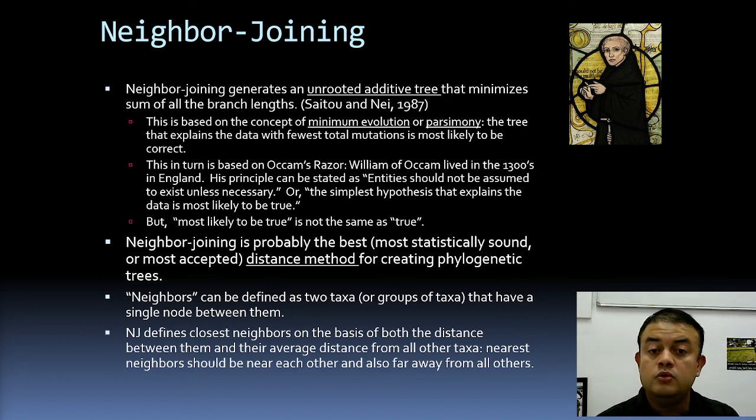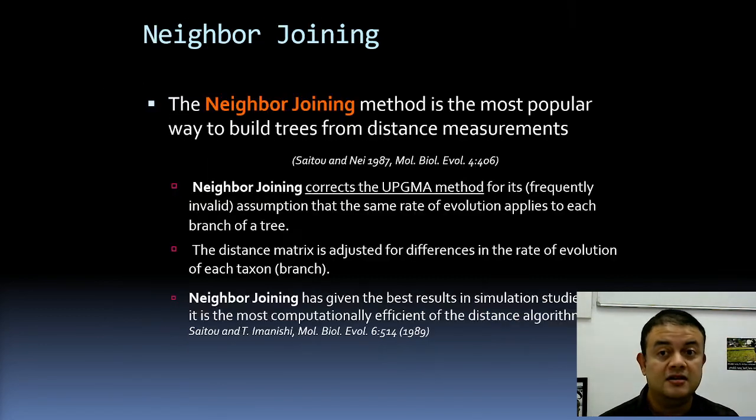So neighbor joining is probably the best method among the distance based methods. Among various distance methods, this is very commonly used and probably the most statistically sound and most accepted method. So what does neighbor mean? It can be defined as two taxa that have a single node between them. That means the most similar. In UPGMA, the most similar taxa, the least distant taxa, are called neighbors. So neighbor joining defines the closest neighbors on the basis of both the distance between them and the average distance from all other taxa. That is also being considered, not just that these two have the least distance between them. That is the only thing we considered in UPGMA. But for this, we are also considering the distance from other taxa in our data set. That is also being factored in for neighbor joining.